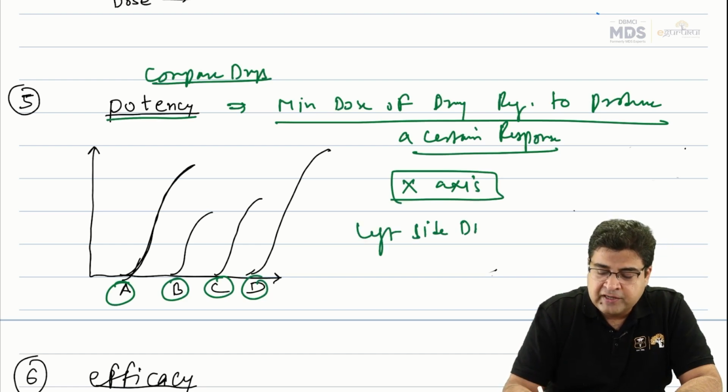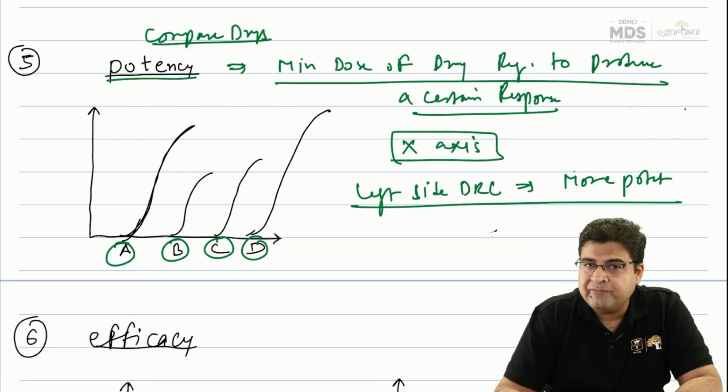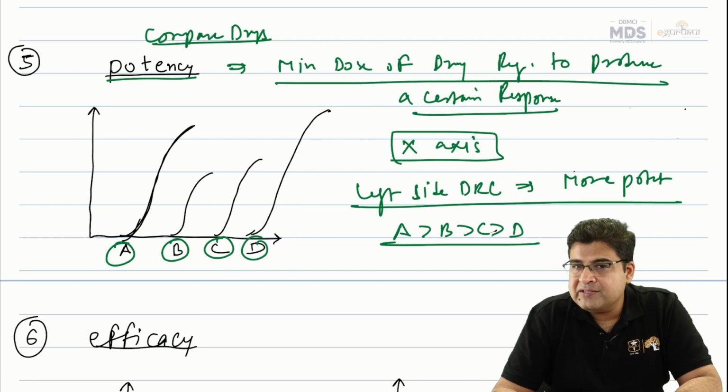So any medicine whose graph is on the left side, left side DRC means the drug is more potent. It means that the drug is more potent than the medicine which has the graph on the right side. So here A is most potent, followed by B, then C, then D. This is how we can compare the potency of the medicine.